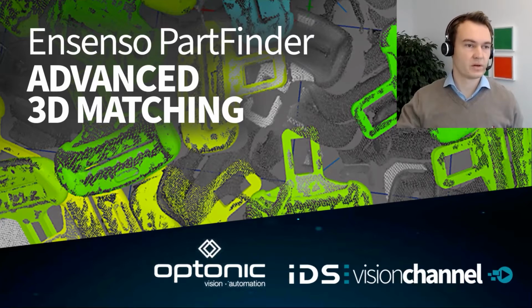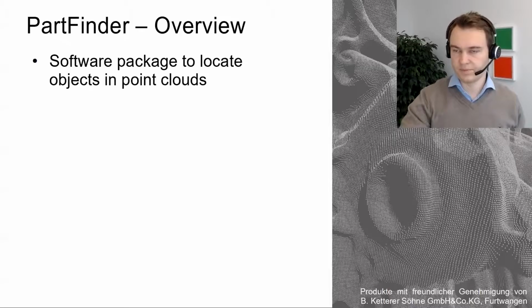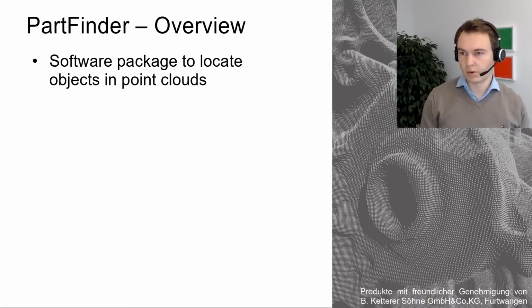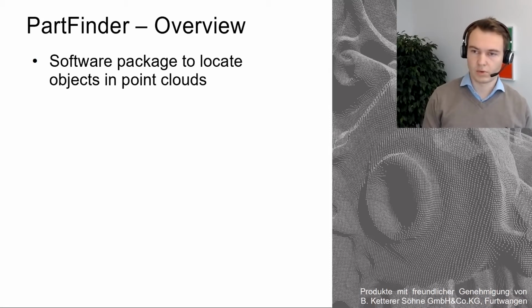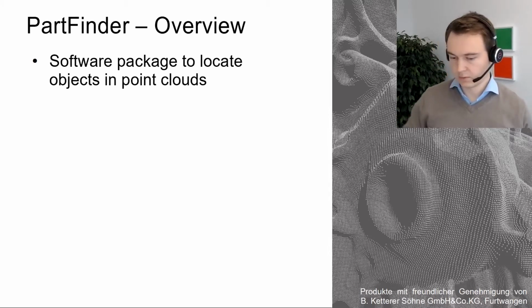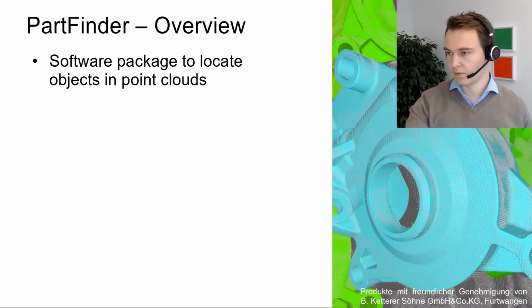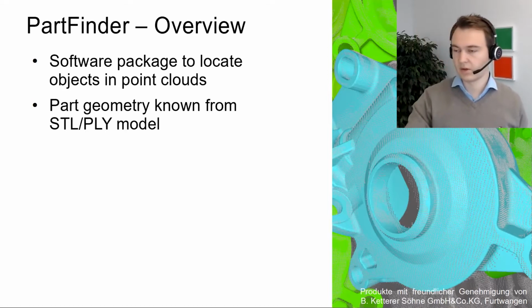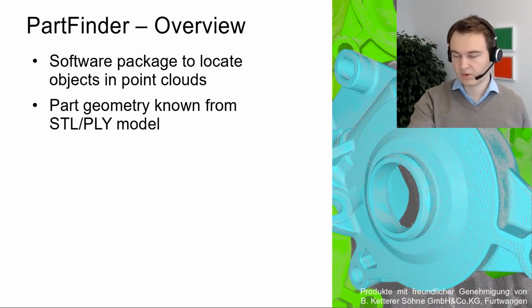So let's start here. The product is called PartFinder, and it's a pure software package to locate objects in a point cloud captured by an Ensenso camera. As you see here on the right, we can go from point cloud to located objects. The objects themselves are given as STL or PLY model files. So these are all predefined geometries that we try to locate.